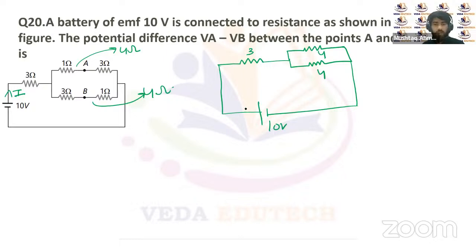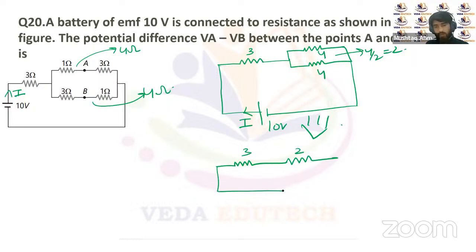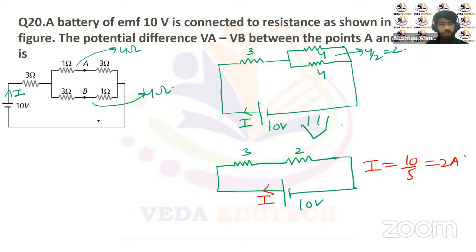Now you can see the current I is drawn from the battery. The equivalent of these two will be 4 upon 2, that's equal to 2. So the equivalent circuit will be 2 and 3, with 10 volt. So the current drawn by the battery, I, is equal to 10 upon 5, that is equal to 2 amperes. So 2 ampere current is flowing through the battery and through the circuit.